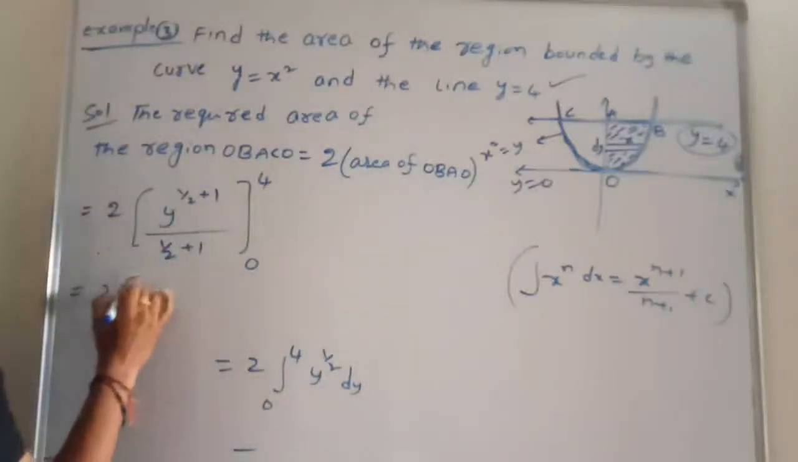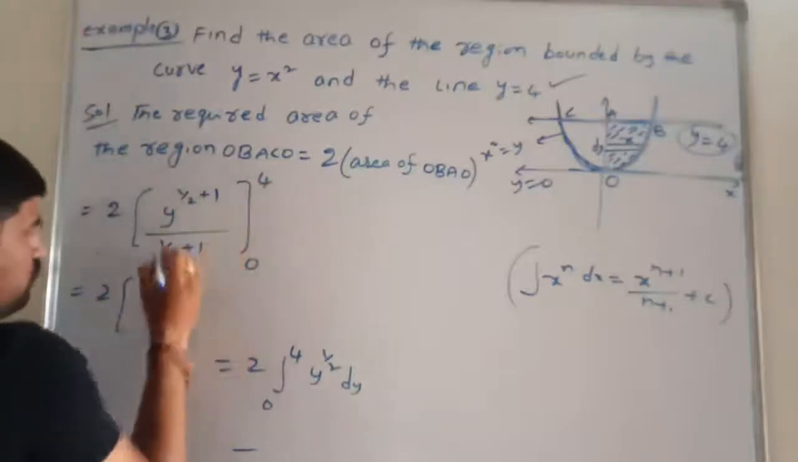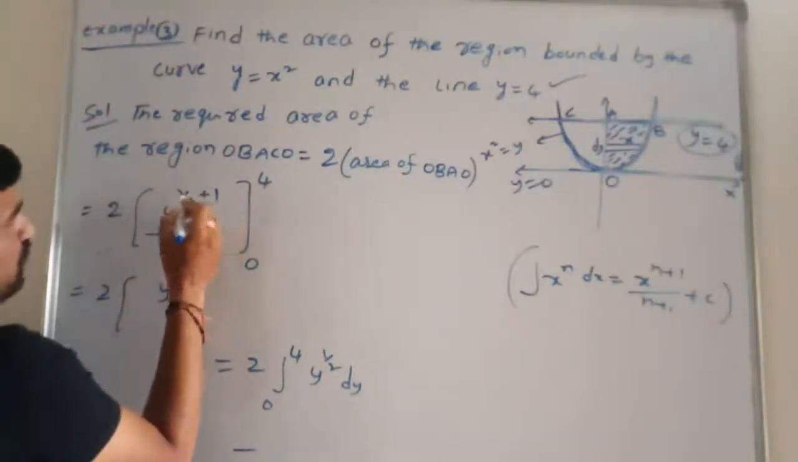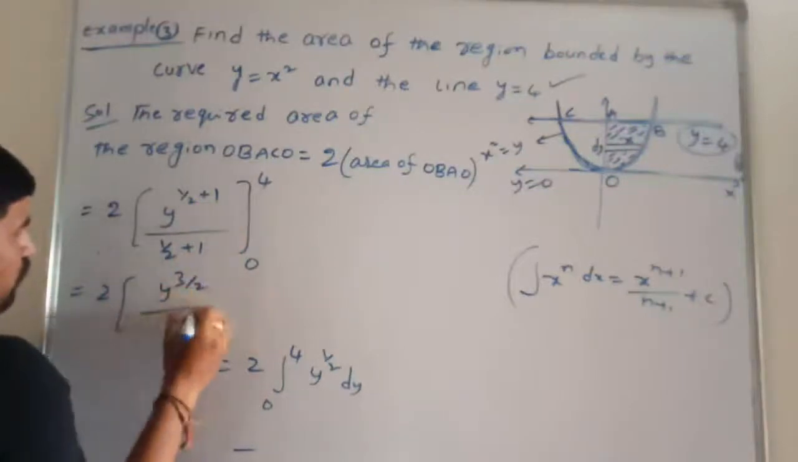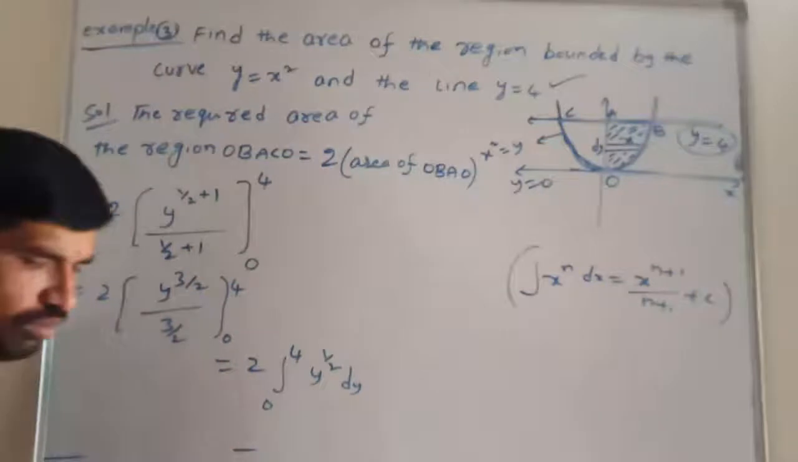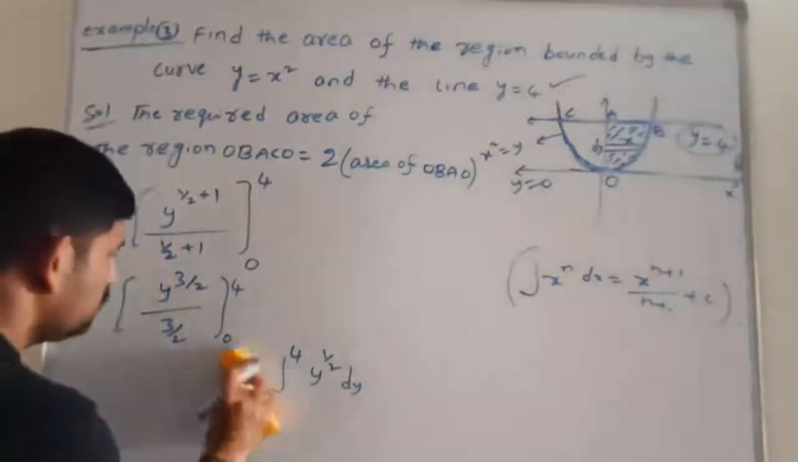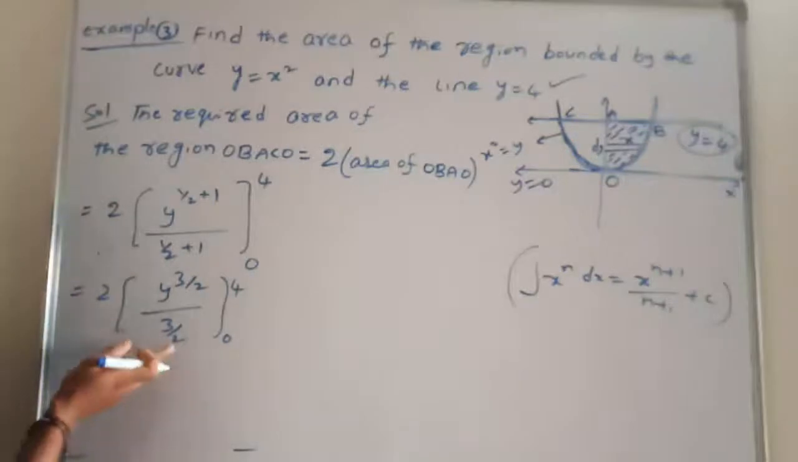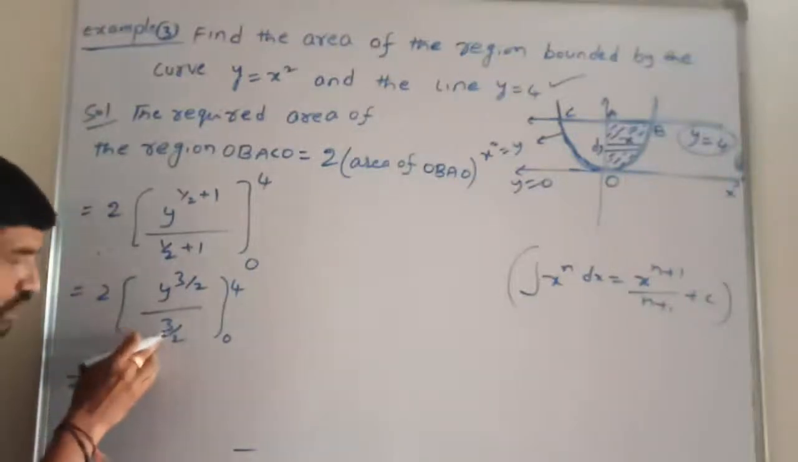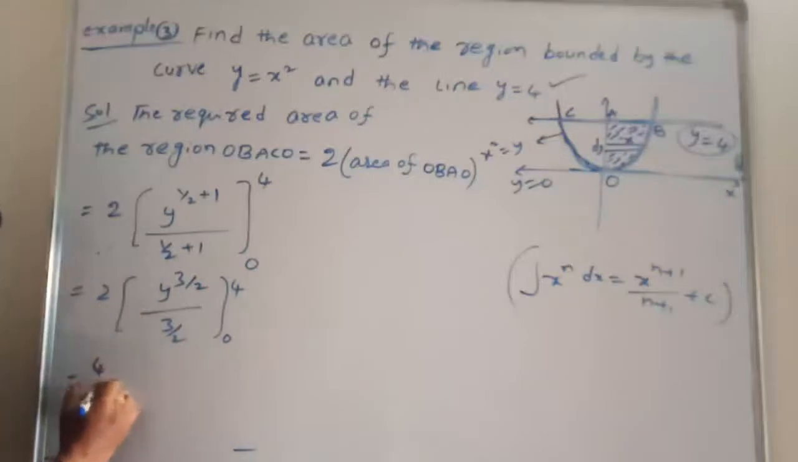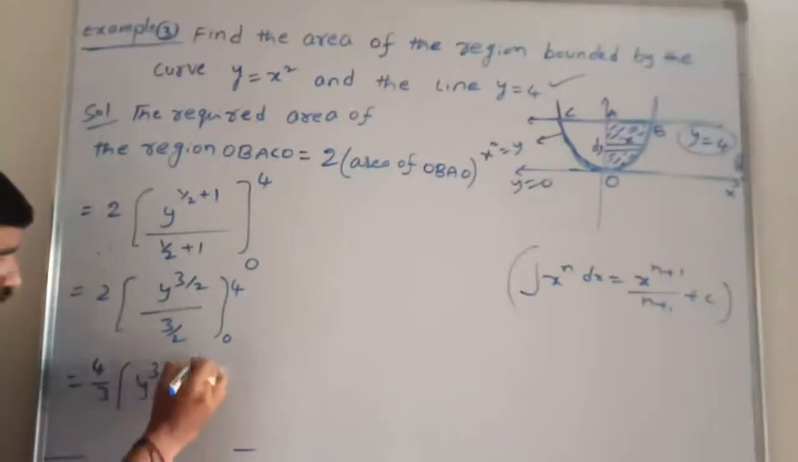Next, see students, we will do a little bit of simplification. 2 plus 1 is 3, so finally 3 by 2, the denominator is again 3 by 2, from 0 to 4. Next, by taking the reverse of 3 by 2, which is 2 by 3, we get 2 into 2 is 4, so 4 by 3, y power 3 by 2, from 0 to 4.